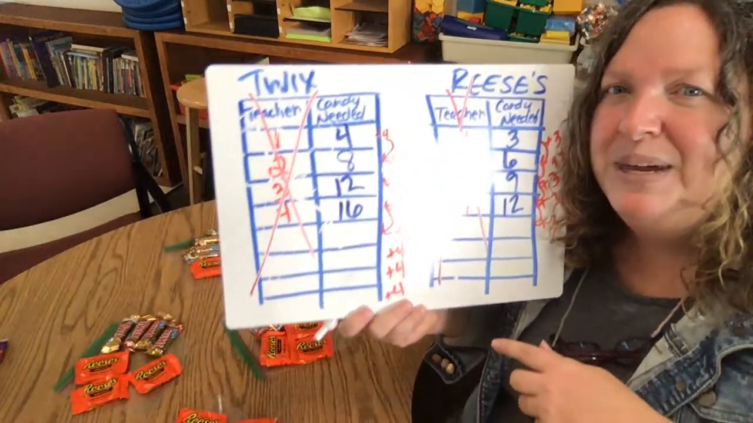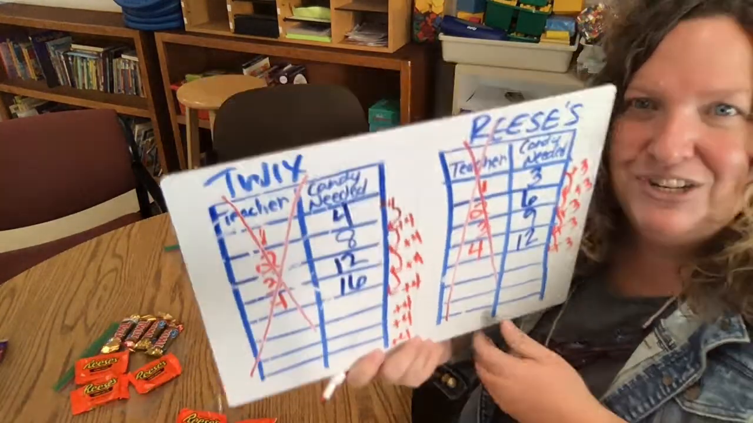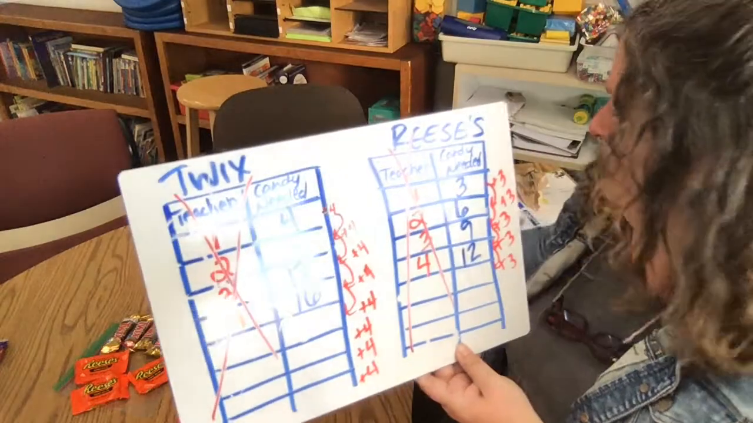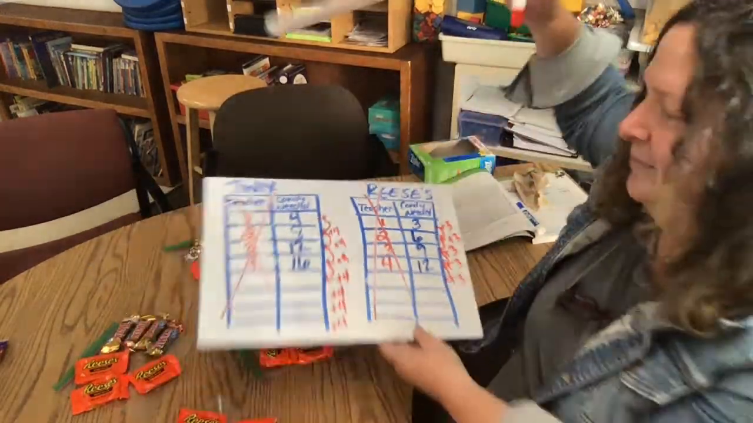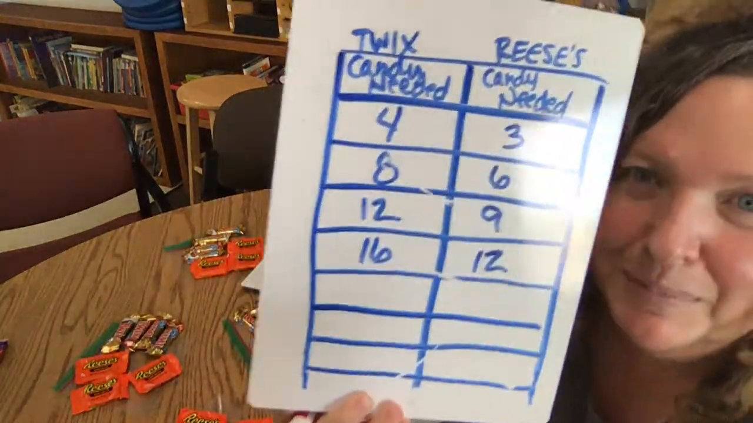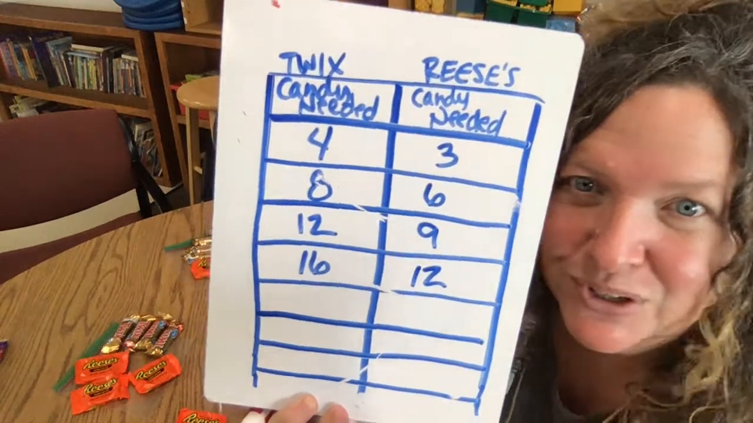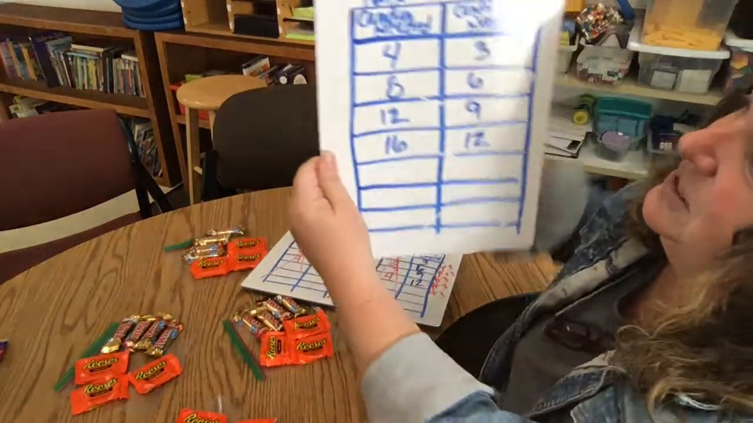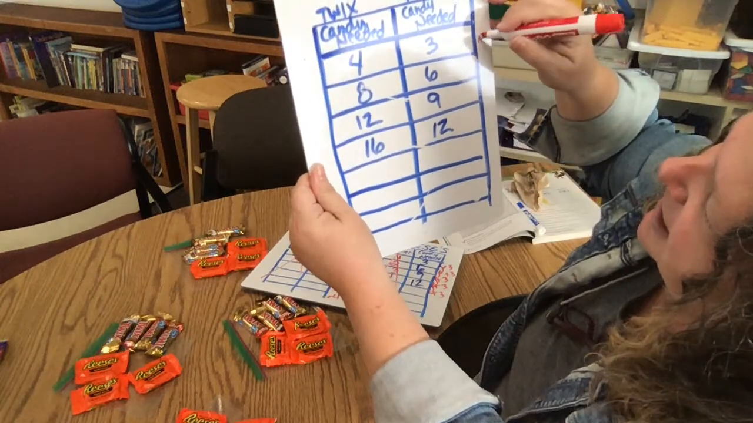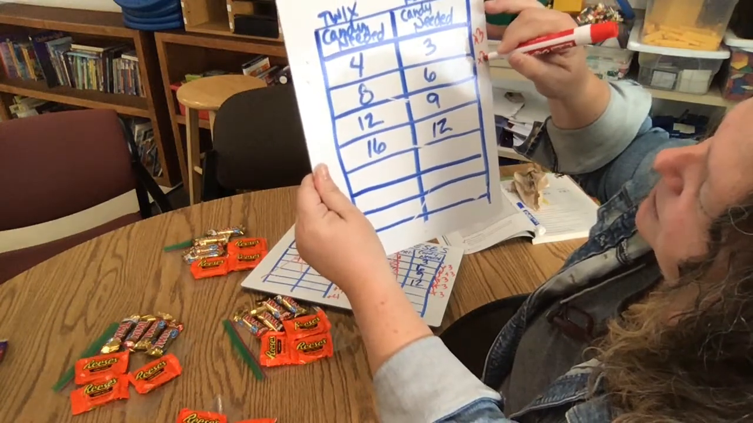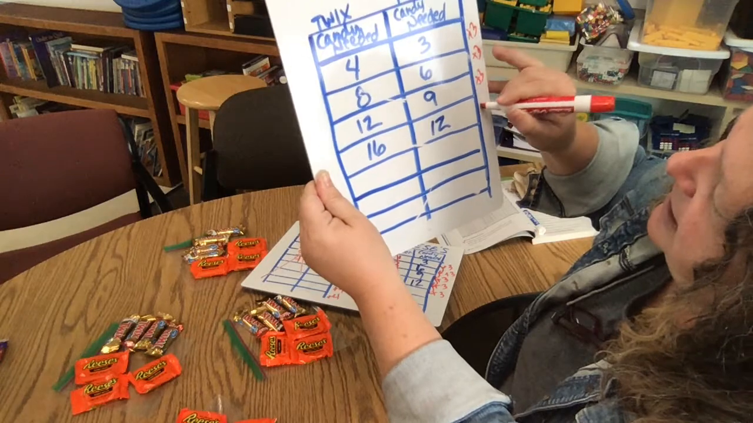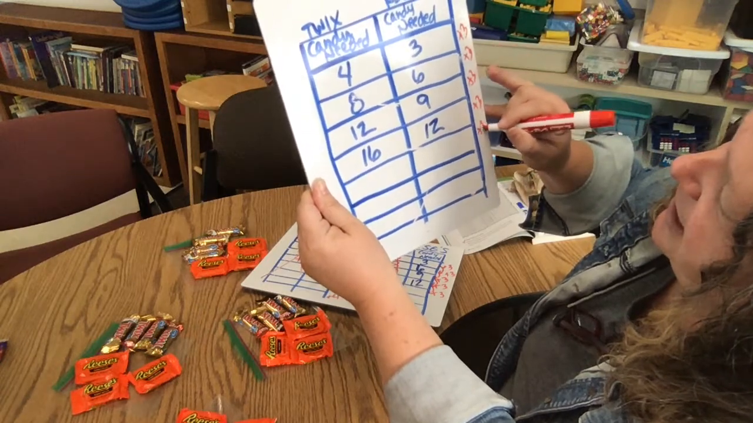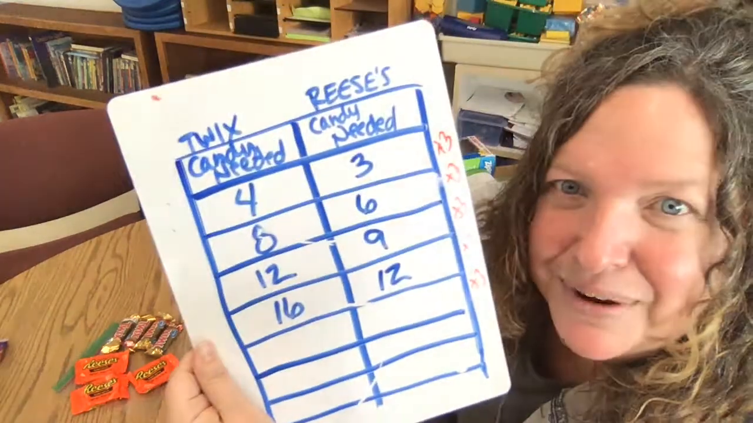But how do we know what that looks like on a ratio table? Let's take a look. Remember, we just squished it together. We took those two, squashed them right together. Look where that turns out. This is add 3, add 3, add 3, add 3, add 3. Each time we add 3.